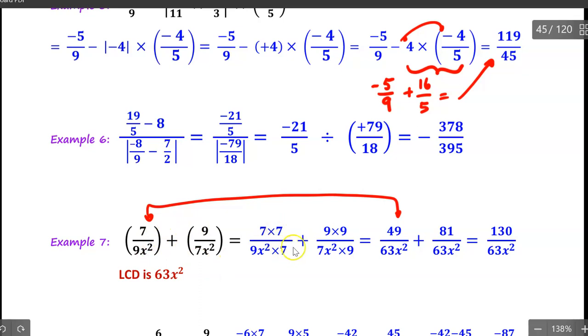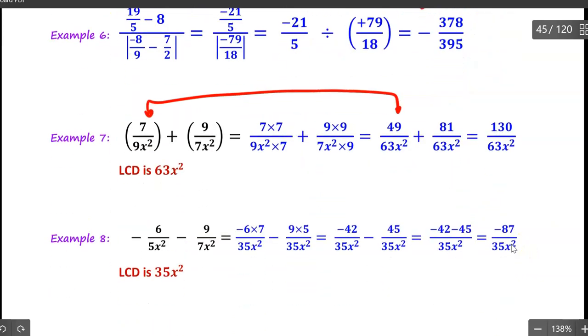Apply the same concept for this one. You also have to get 63x squared as the common denominator, so you multiply by 9. Therefore, I multiply by 9 here, and I do the same thing here. In the end, I achieve my purpose of having 63x squared as the common denominator. You keep the common denominator as just one, and then you add the numerators. So it turns out to be 130.